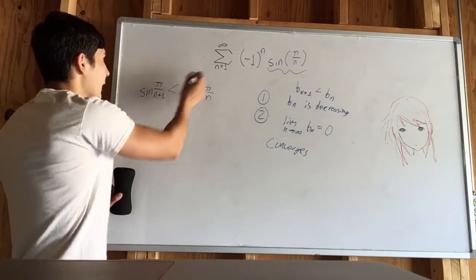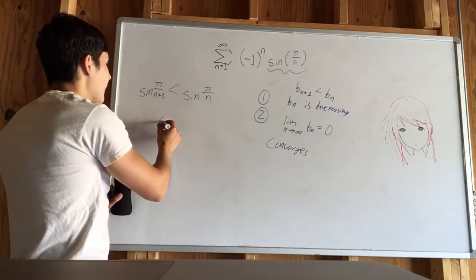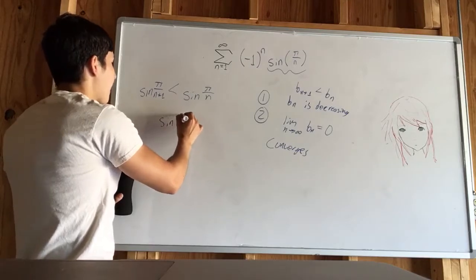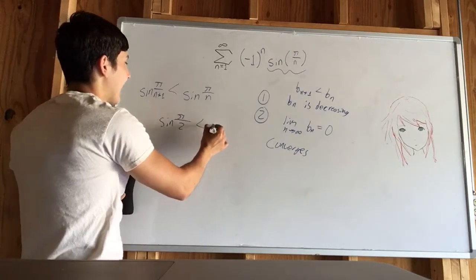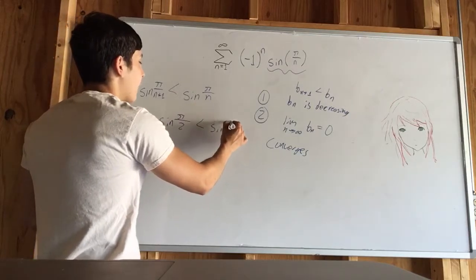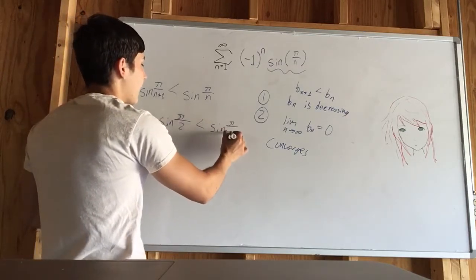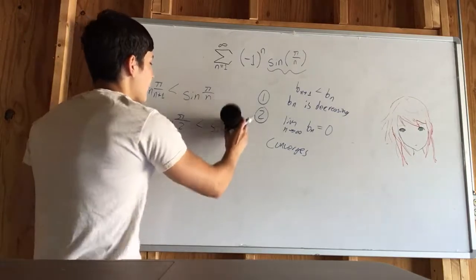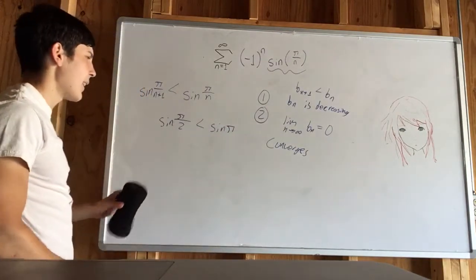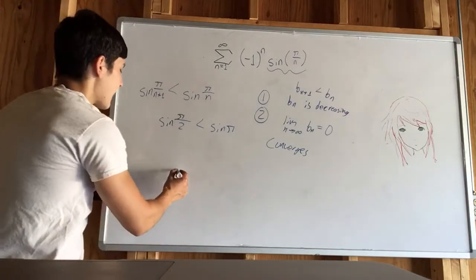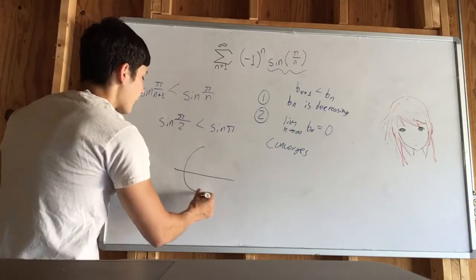So let's plug in our first term. That would be sine of pi over 2, because we're plugging 1 into there. Is that less than sine of pi, where we plug in 1 in there, which is sine of pi? Well, in this case, no, because we have our circle.